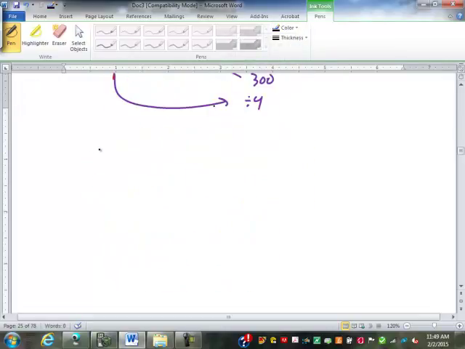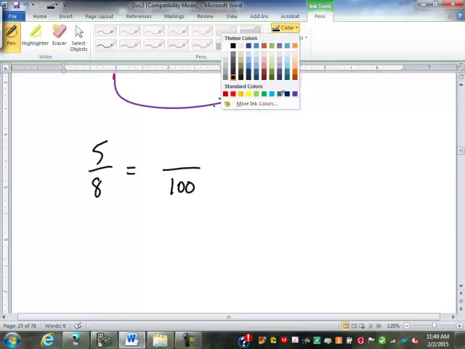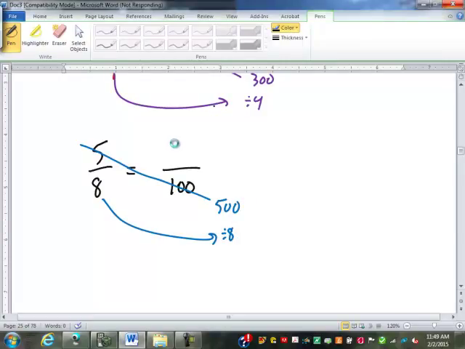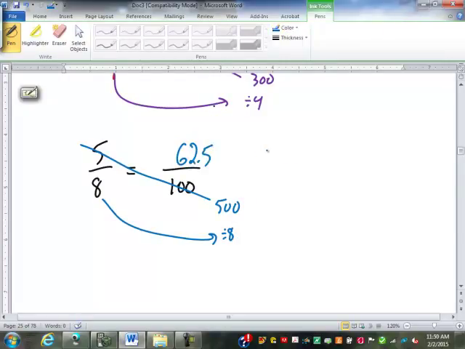If we had 5/8 to turn that into a percent. Blank out of 100. 5 times 100 is 500. Divided by 8 is going to be 62.5. So it's 62.5%.